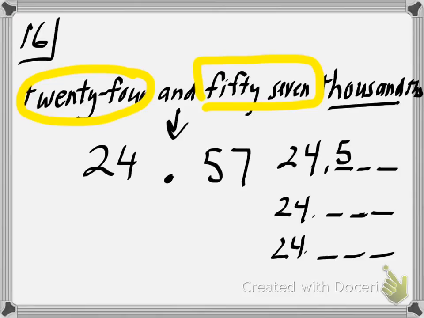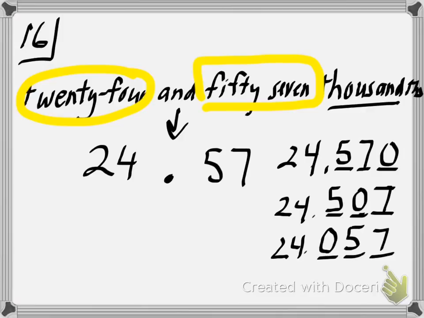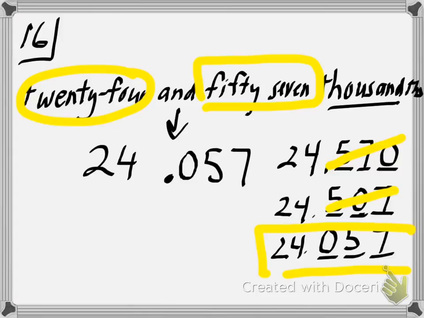So we can put the 57 first, the 0 after it. We can put the 0 in between the 5 and the 7, or we can put the 0 in front of the 5 and 7. So we want it to say 57. If we look at the first one, this says 570. So it can't be 570. This one says 507. This one says 57. So our 0 is going to have to go in front. So it ends with the 7. 24 and 57 thousandths.